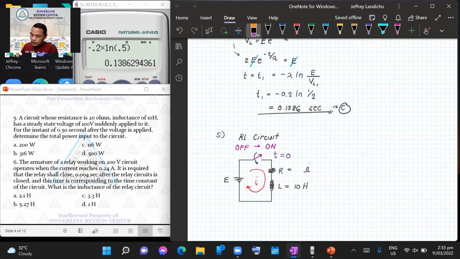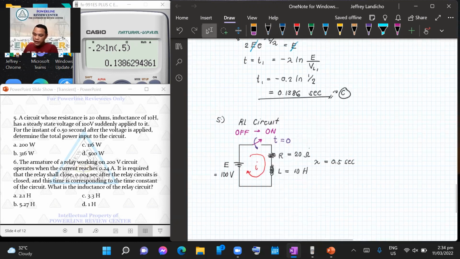So, binago lang yung ating data. So, the resistance of the circuit, that is 20, and this is still 10 henries. So, using this data, lambda, that is simply 0.5 seconds, L over R. Suddenly connected to our source voltage of 100 volts. So, ano hinahanap? Required. What would be now the given power supplied to the circuit? Sabi ko na lang P sub 1 at T sub 1 is equal to 0.5 seconds.